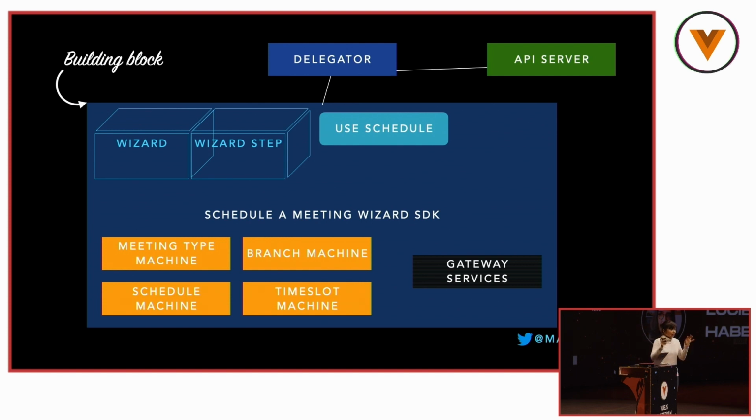Each component, each logic, each machine here is also a building block, which means you can choose not to use the wizard SDK, the whole component. You can also take the delegator. You can also take the gateway service and build your own component on top of it. And you can also take any of the machines here and build your own component on top of the machines, which is the state management here.